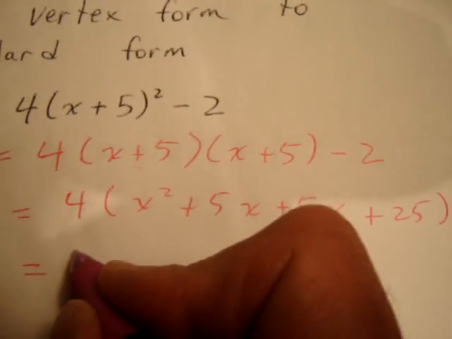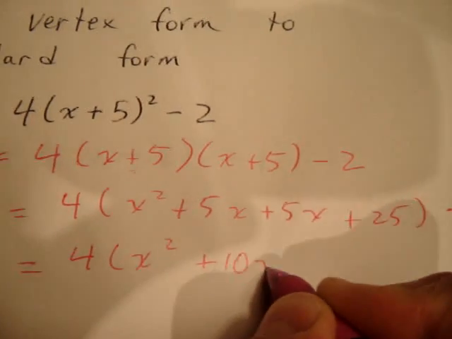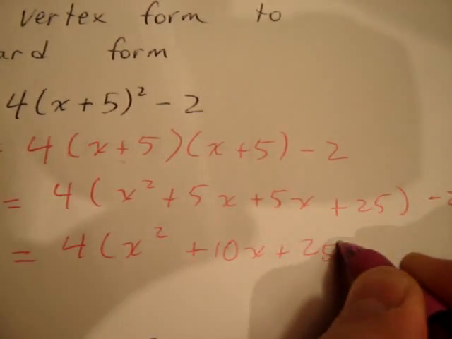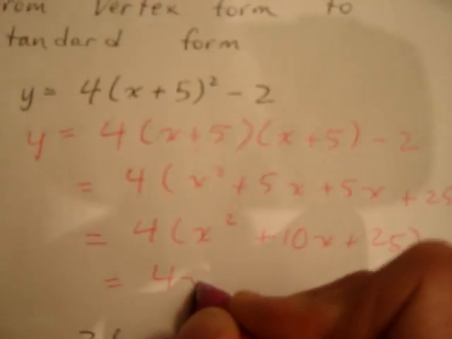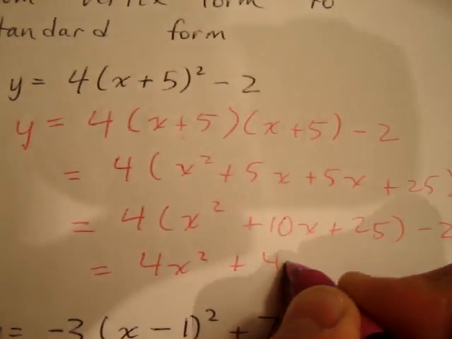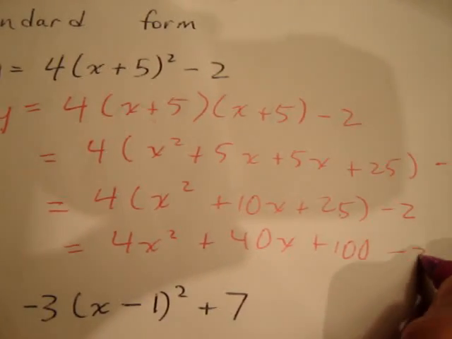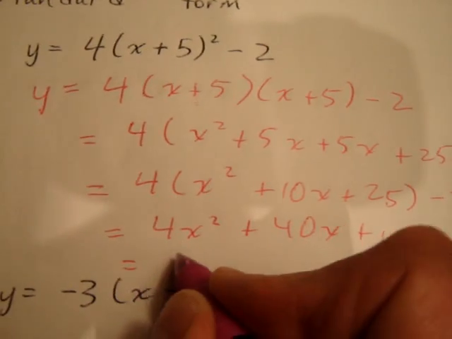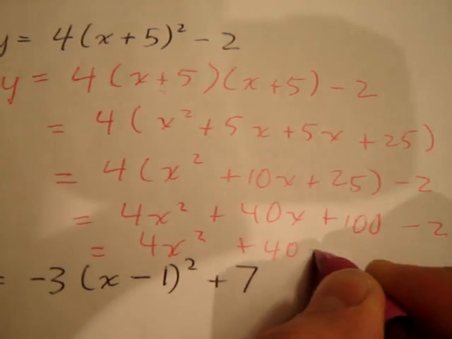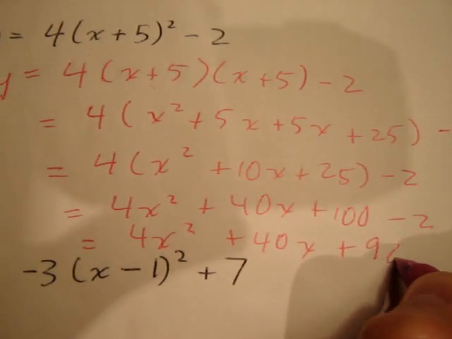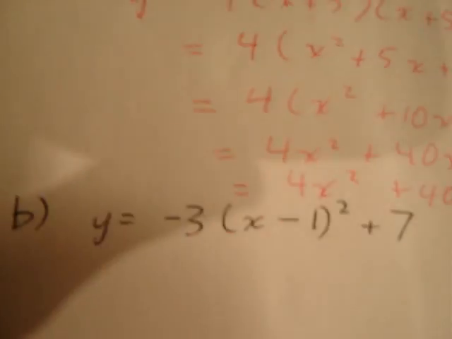Well, if I collect like terms in the bracket, I get x squared plus 10x plus 25, minus 2. I then get 4x squared plus 40x plus 100 minus 2. And I get a final answer of 4x squared plus 40x plus 98. We move to the next question.